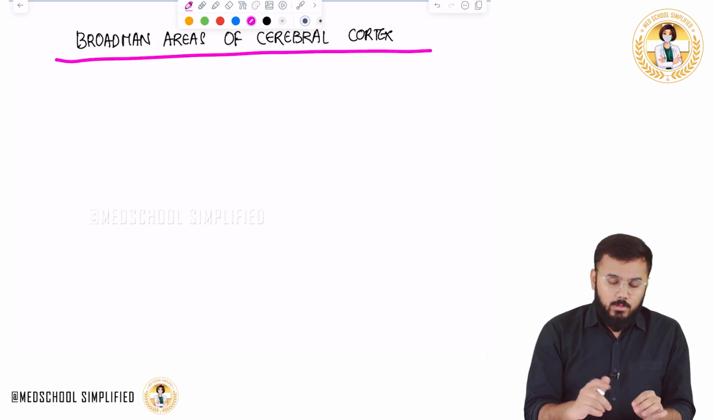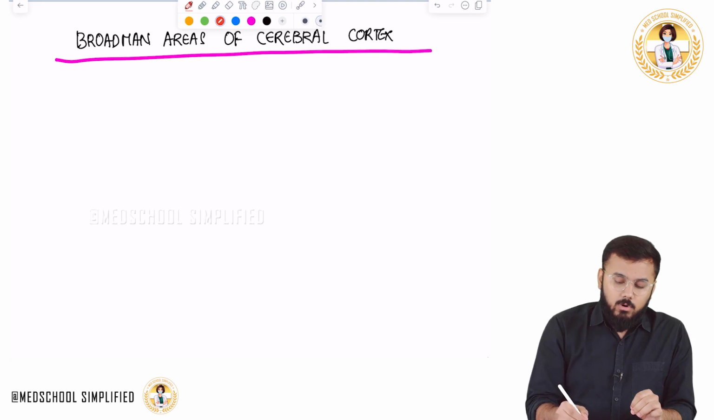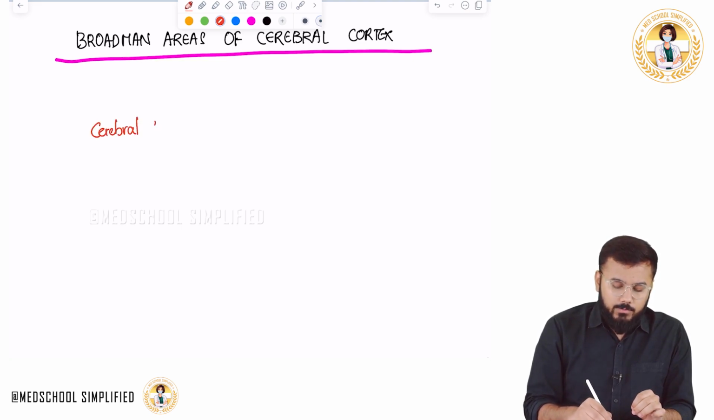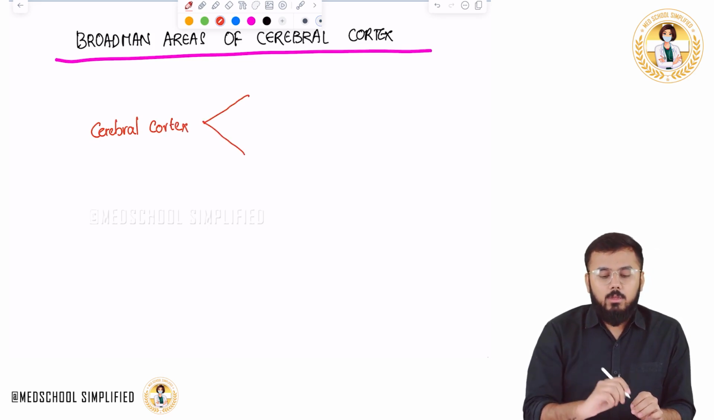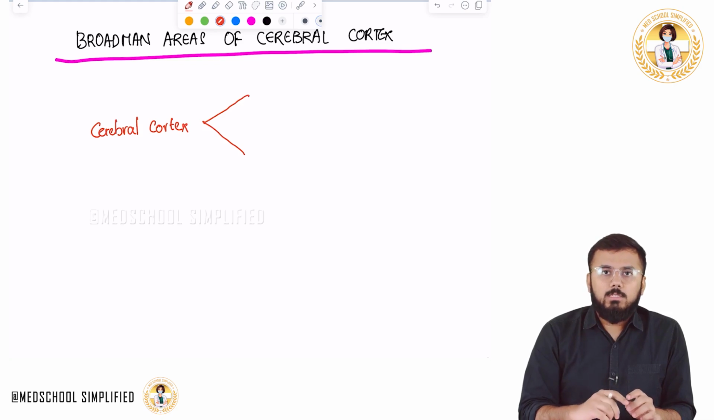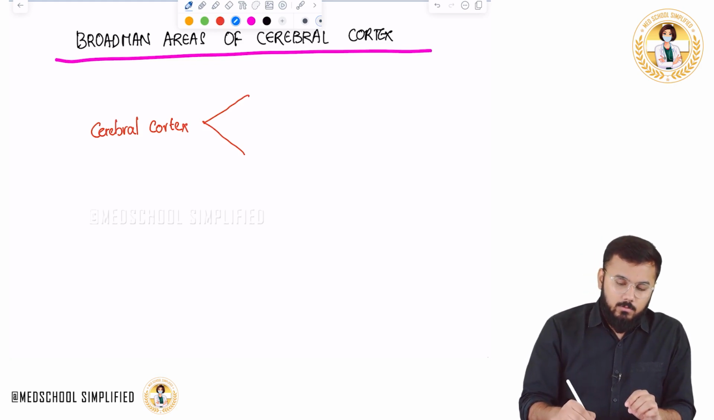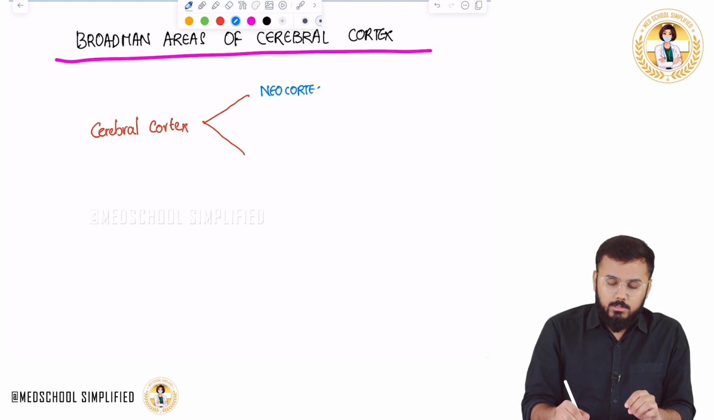But now what we have to do is divide the cerebral cortex into two parts. What are those two parts? One is called the neocortex, and the other one is called the allocortex.